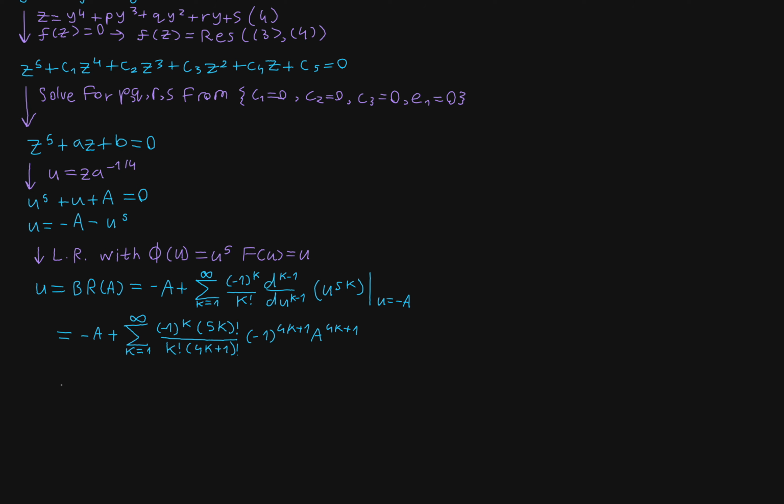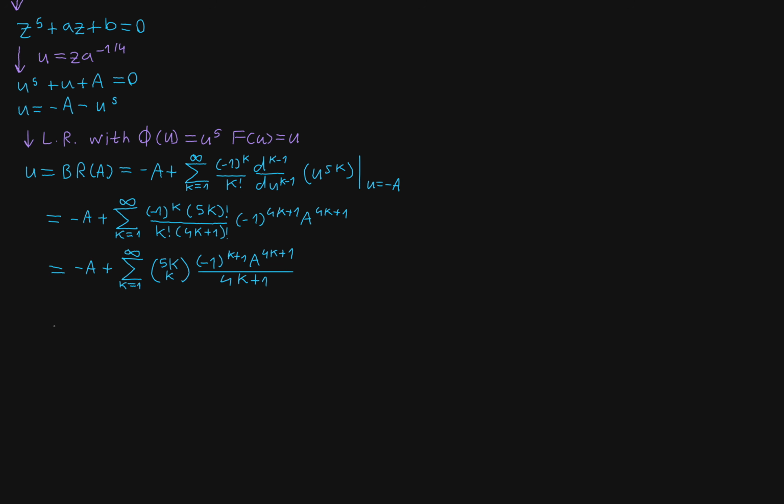Now we can rewrite this factorial expression in terms of the binomial coefficient. So we're going to have minus a plus the sum k is equal from 1 to infinity of 5k choose k, minus 1 to the k plus 1, or minus 1, right? It doesn't matter if you add or subtract 1 for this, times a to the 4k plus 1 all over 4k plus 1.